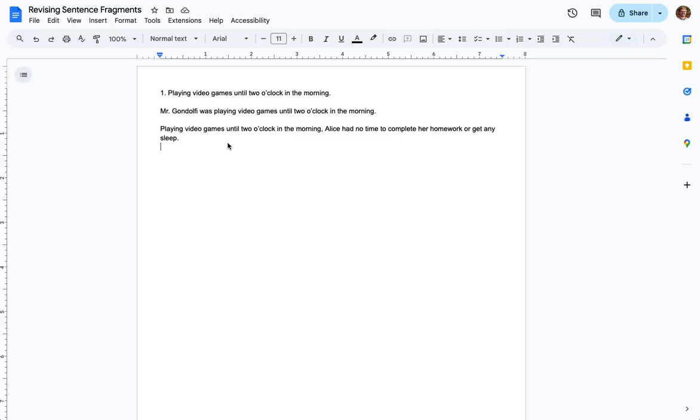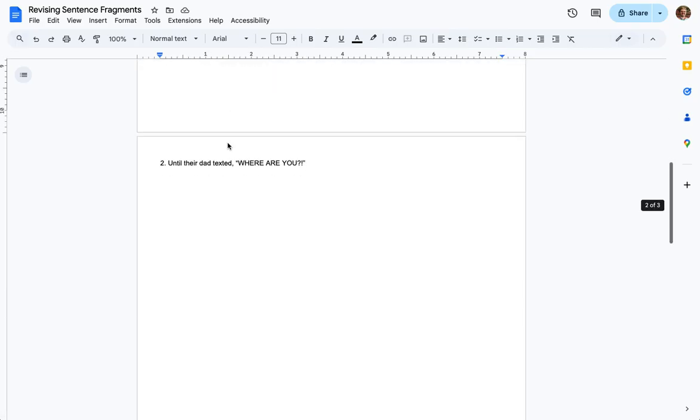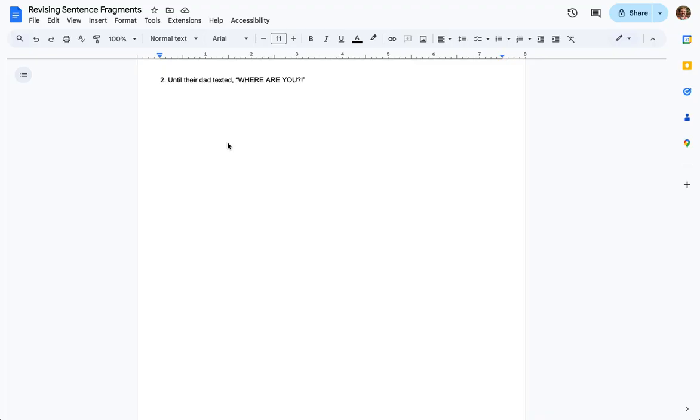So there are a few different ways you can revise sentence fragments depending on what it is that you're trying to communicate and the length of the sentence you are trying to write. Let's look at another example. Until their dad texted, "Where are you?" It's a little ominous. Now, if you remember your grammar instruction from last year, you might notice that until is a very special kind of word. It is what is called a subordinating conjunction or an awubis word.